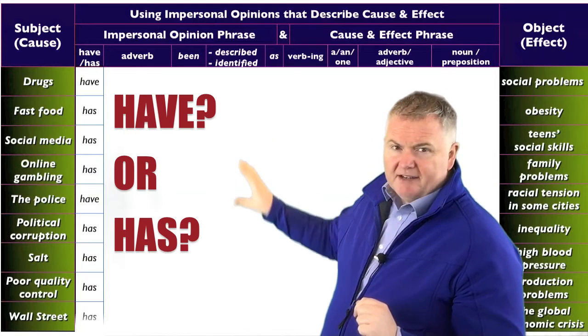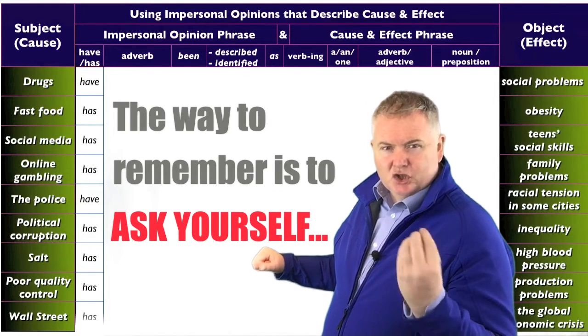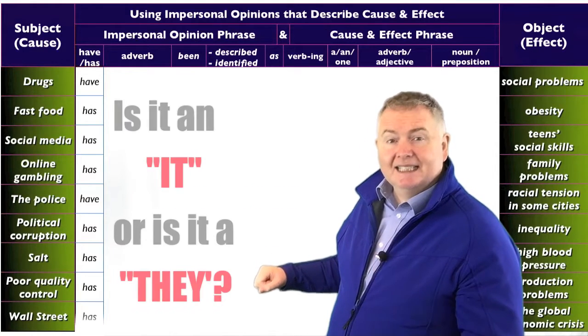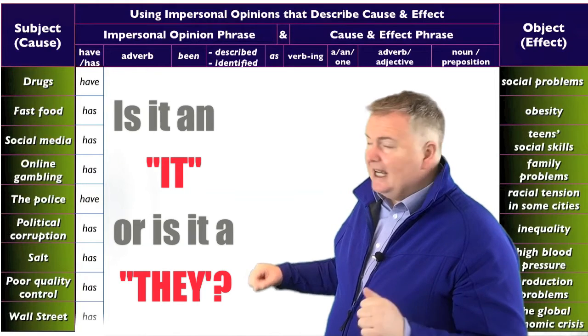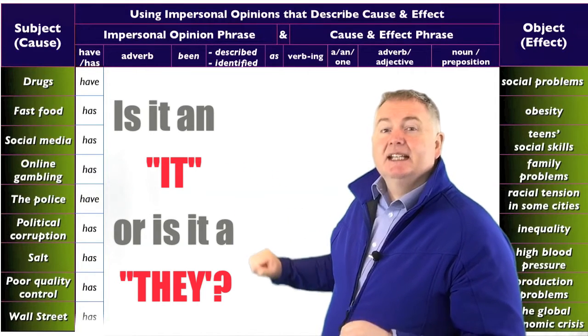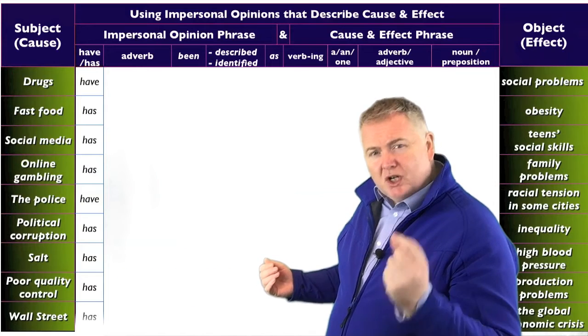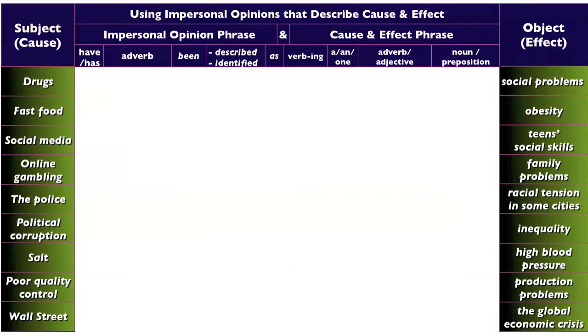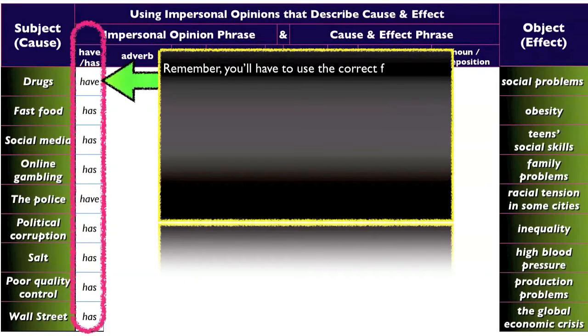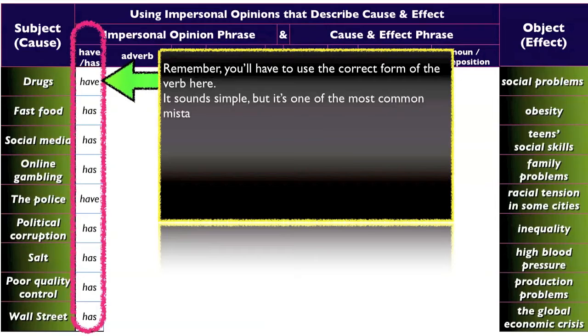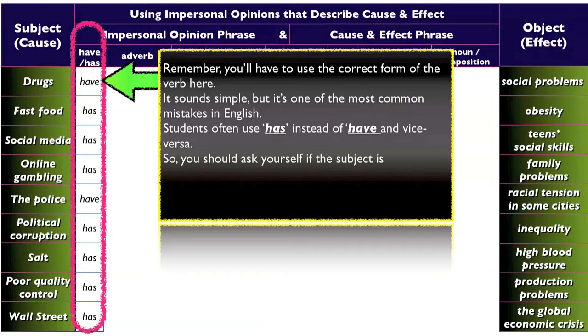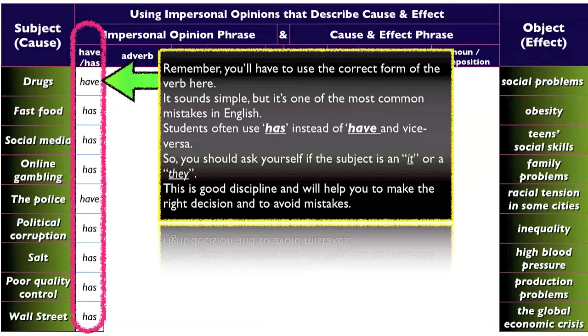Now, when we use have and has, the way to remember whether it should be have or has is to ask yourself, is it an it or is it a they? So remember that. Ask yourself if the cause, the subject at the beginning, is an it or a they. Just keep that discipline and you'll be able to do quite well. But try and avoid this mistake. It looks really bad. As regards have, remember you'll have to use the correct form of the verb here. It sounds simple, but it's one of the most common mistakes in English. Students often use has instead of have and vice versa. So you should ask yourself if the subject is an it or a they. This is good discipline and will help you to make the right decision and to avoid mistakes.